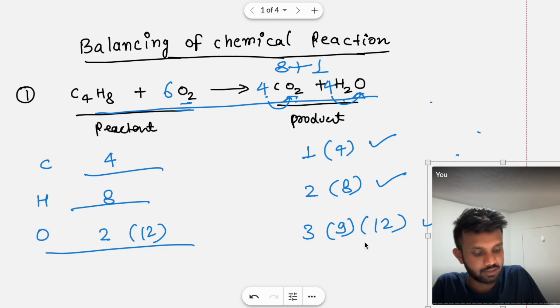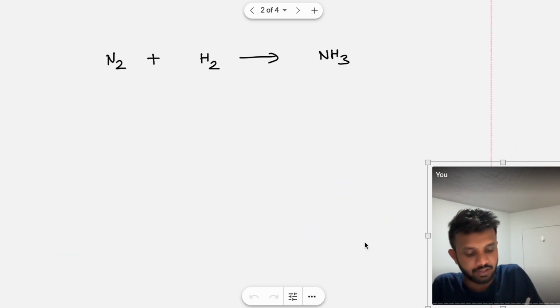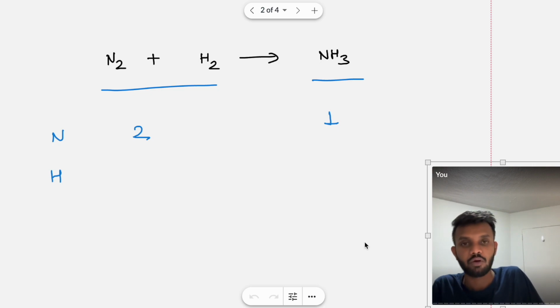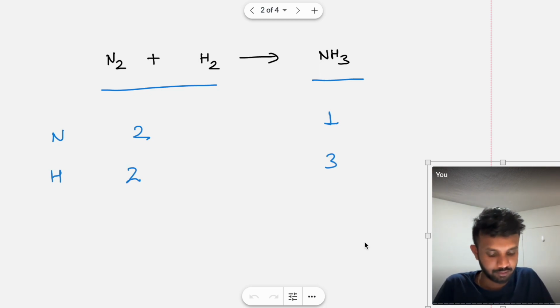Now let's look at the other example. Here, this is the reactant side, this is the product side, right? How many elements do I have? Nitrogen, hydrogen, right? Only 2. How many nitrogens do I have on the reactant side? 2. How many on the product side? 1. How many hydrogens on the reactant side? That is 2. On the product side, it's 3, right?